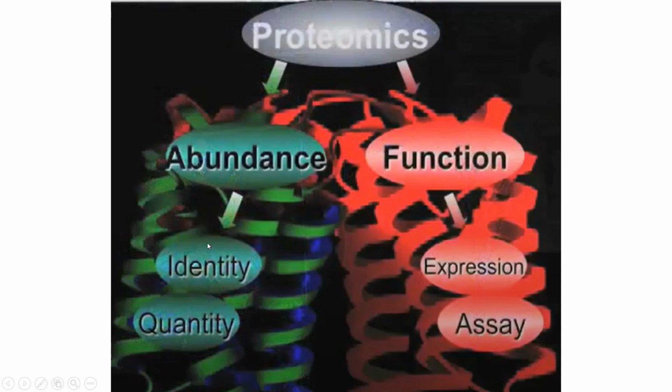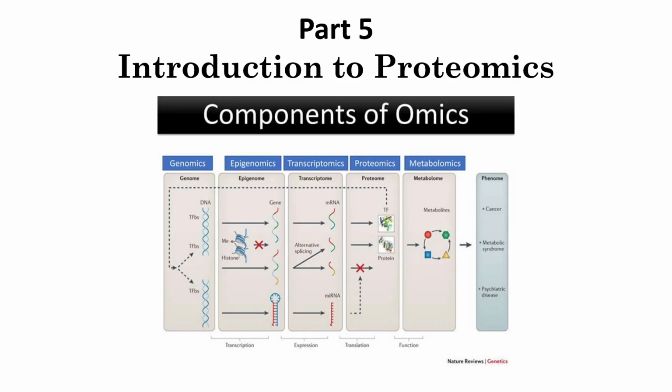So proteomics can be classified into two. Either you're talking about functionality of the protein or abundance. If there is abundance, you need to identify and quantify it, or functionally, if it is having certain expression, you can perform an assay as well. So these are the components of omics in a broad way.